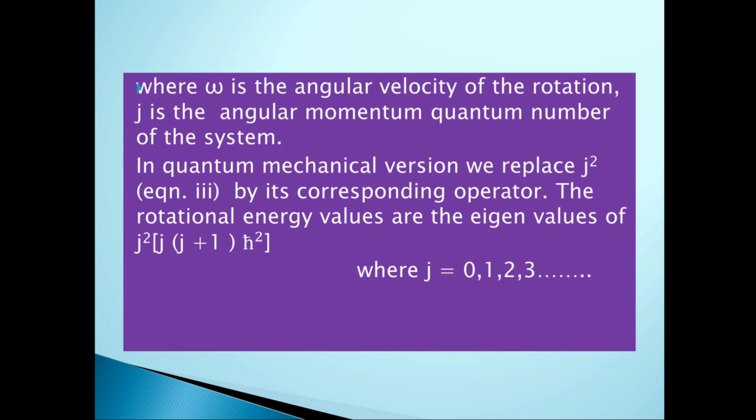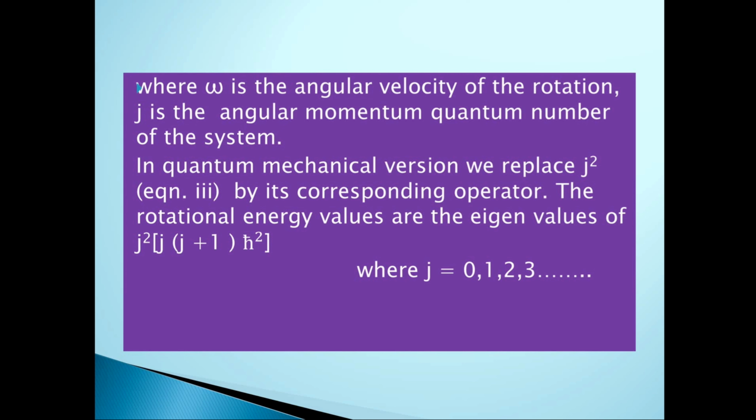There is quantum mechanics involved here. So, simply we take the result from this quantum mechanics and apply it here. For simplicity, we will not be going into the full details of this quantum mechanical version, but we simply apply the result obtained from this quantum mechanics. So, in the quantum mechanical version, we replace J square by its corresponding operator.